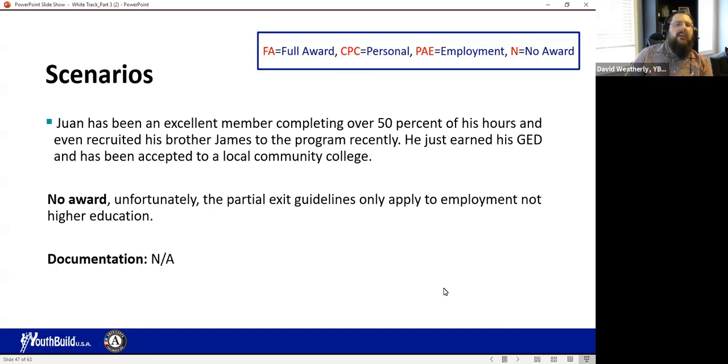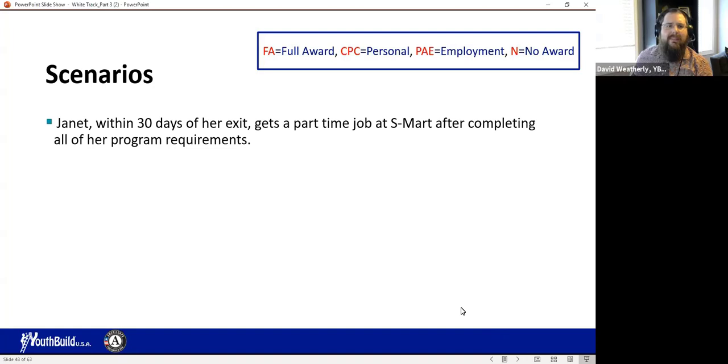In this case, we would not need any additional documentation other than the documentation that Lauren went over earlier around how to do these exits for a member who unfortunately would not earn an award. Well, again, we are very proud of Juan and his pursuit of higher education, but he would not qualify in this circumstance. Next, we shall move on to the next part of your trial.